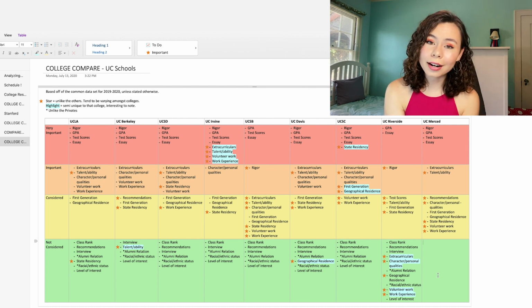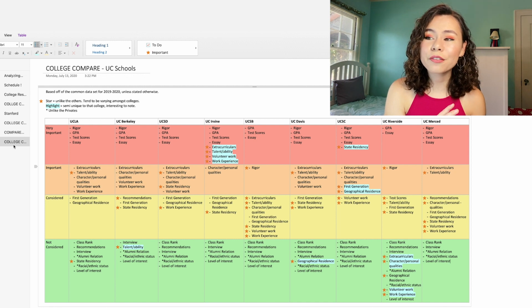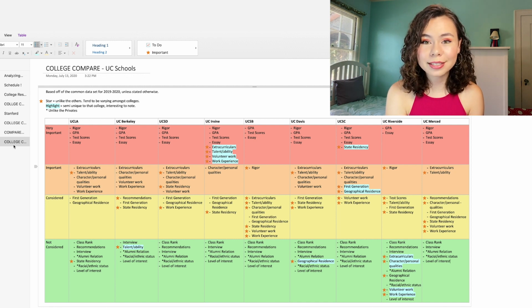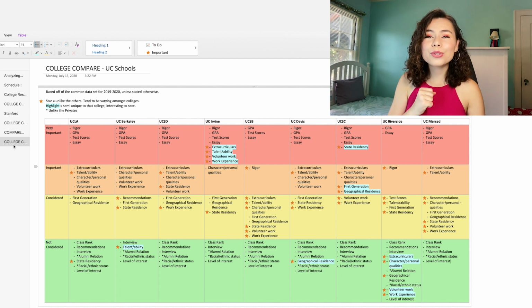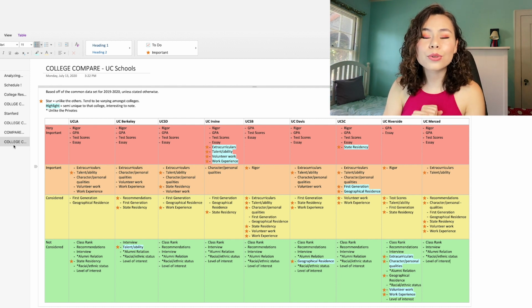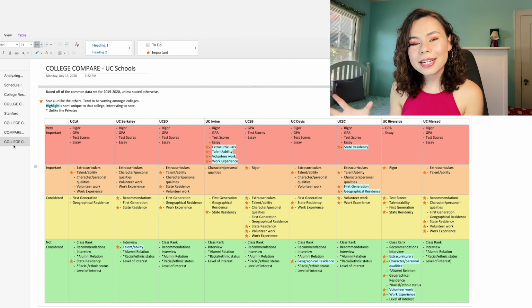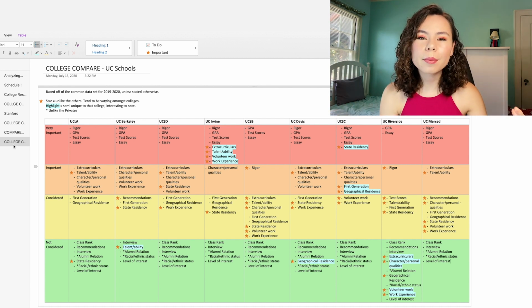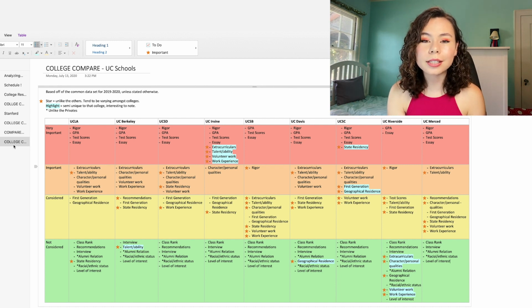Now for the things that are not considered: your class rank, interview, alumni relation, racial or ethnic status, and level of interest. And there you have it. Those are the UC school information, their common data set, what they deem as very important to not considered. I hope this was helpful in understanding the differences between the UCs and will help you throughout your application process.